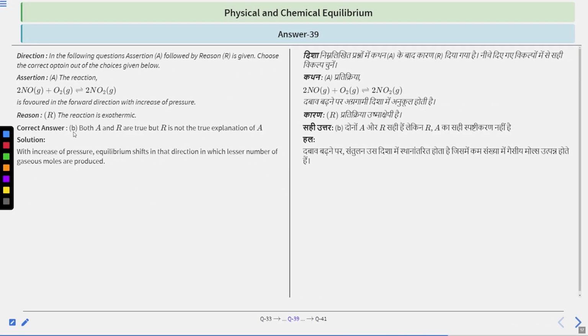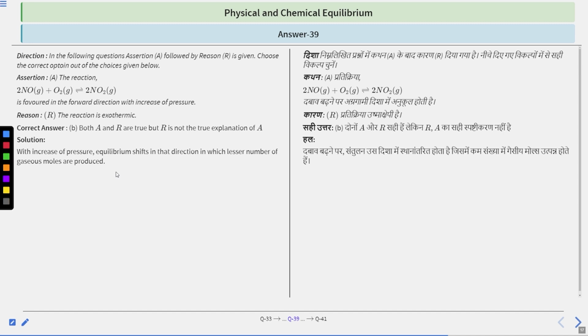Okay, so the correct answer is option B, that is both A and R are true, but R is not the true explanation of A. With the increase of pressure, equilibrium shifts in the direction in which a lesser number of gaseous molecules are produced. So the assertion, that the reaction is favored in the forward direction with the increase of pressure, is true, and the reaction is exothermic. This is also true, but R is not the correct explanation of the assertion given. And thus our option B, that is both A and R are true, but R is not the true explanation of A, is the correct answer.